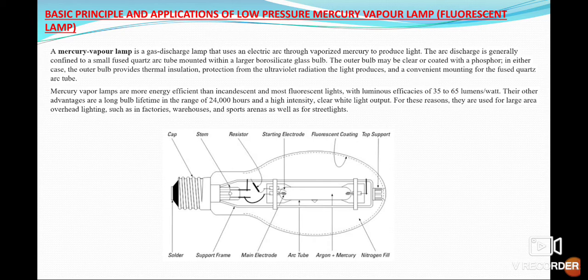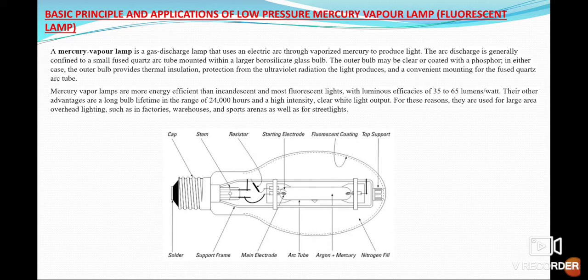So in the given diagram, we can see a mercury vapor lamp of low pressure, which is consisting of a cap, a stem, a support frame, main electrodes for producing the arc, a resistor. There are two types of electrodes, that is the starting electrode and the main electrode. Next, it has a fluorescent coating, a top support, a mixture of argon and mercury, nitrogen fillings, and an arc tube.